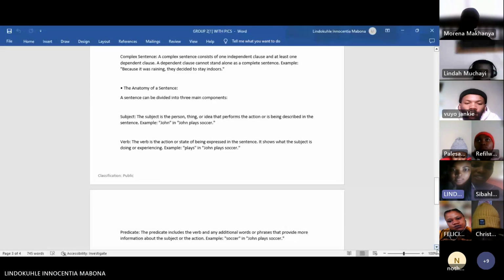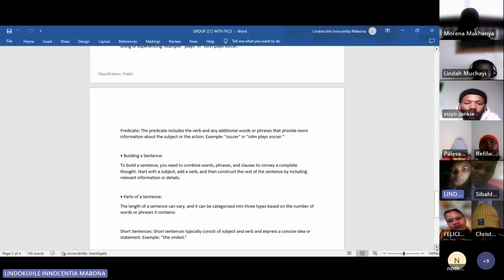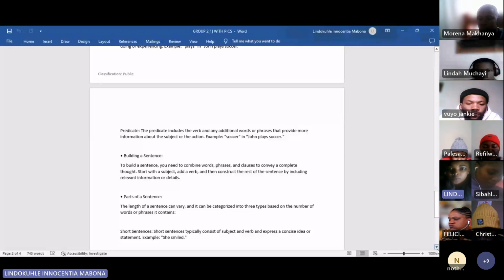The third one is predicate. The predicate includes the verb and any additional words or phrases that provide more information about the subject or the action. For an example, soccer. John plays soccer.